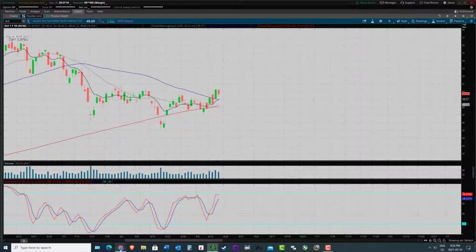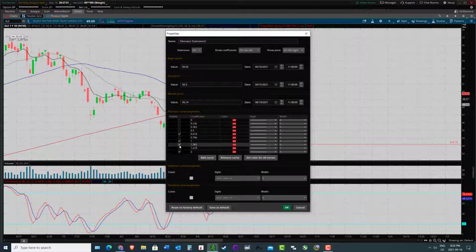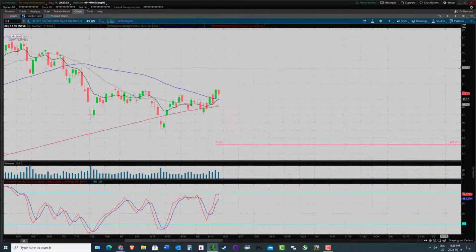let's see our other target. Actually, I can just do the same thing I did on the other chart there. Let's project the 618 and equality, just for some numbers to work with here.